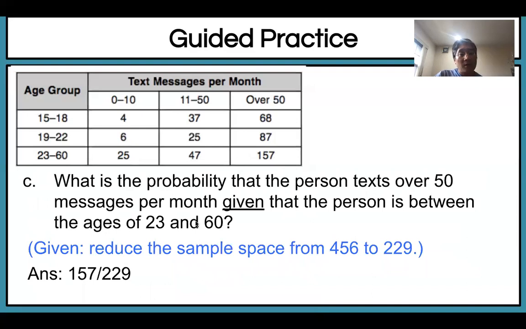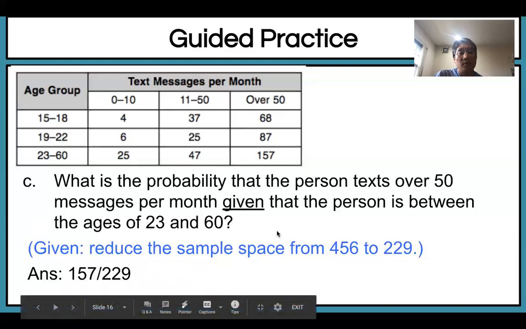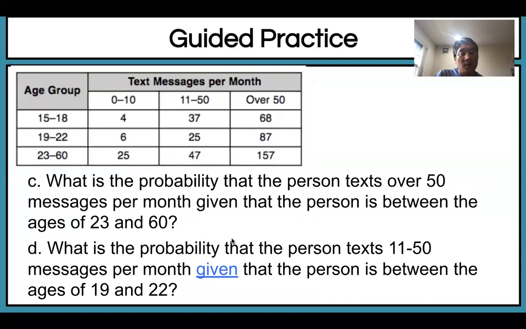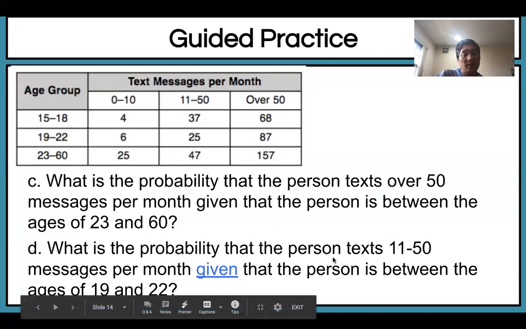So when you have a condition, given that, the denominator, the total, will be changing to 229, right? So 157 over 229. And part D, sorry: what is the probability that the person texts 11 through 50 messages per month, given that the person is in the age group 19 through 22?